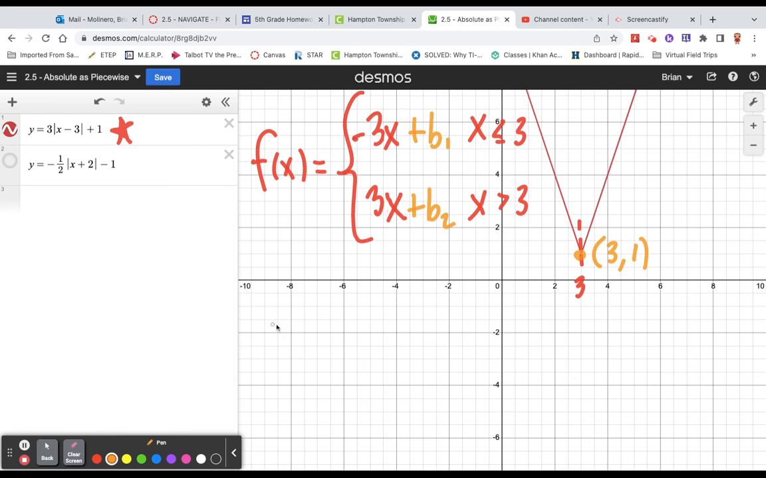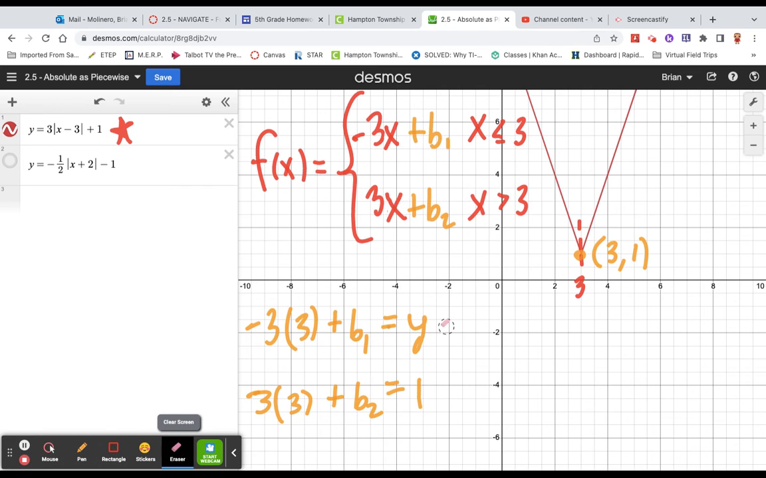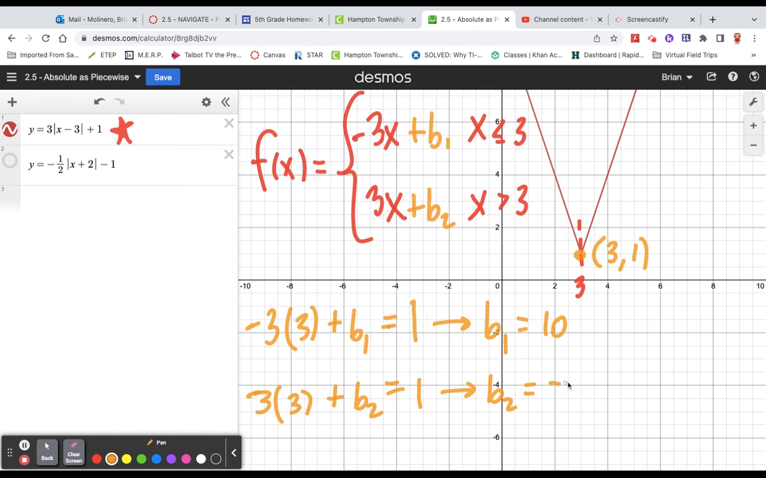So if I carefully substitute in those two coordinates into each of the lines, I should be able to figure out what B1 and B2 would be, knowing that I have to go through the point (3, 1). You'll have to excuse me on that one. I want to make sure that I use the 1, because that's what's actually going to allow me to solve the equation. Solving both of these equations gives me B1 is equal to 10 and B2 is equal to -8.